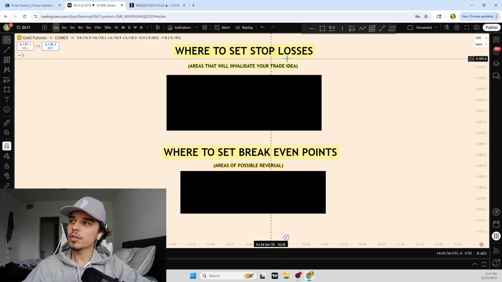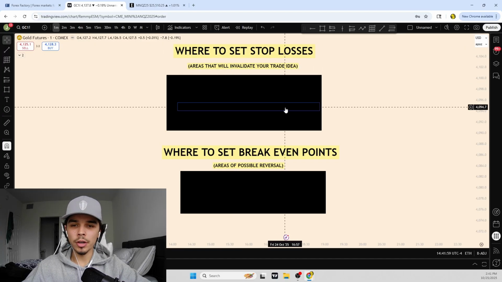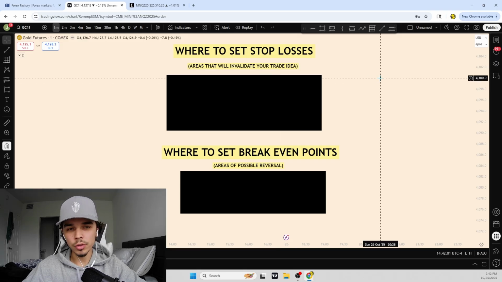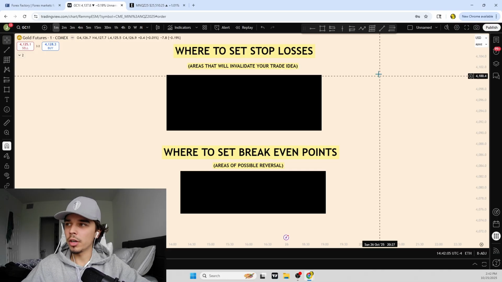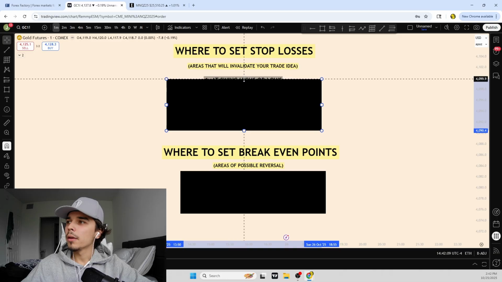Where to set your stop losses, right? So we want to set our stop losses at areas that will invalidate your trade ideas. So you don't just want to put them at random points of interest in the market. You want to put them at exact pinpoint locations that will invalidate your trade ideas. So then you have to calculate your risk depending on how much you want to risk.